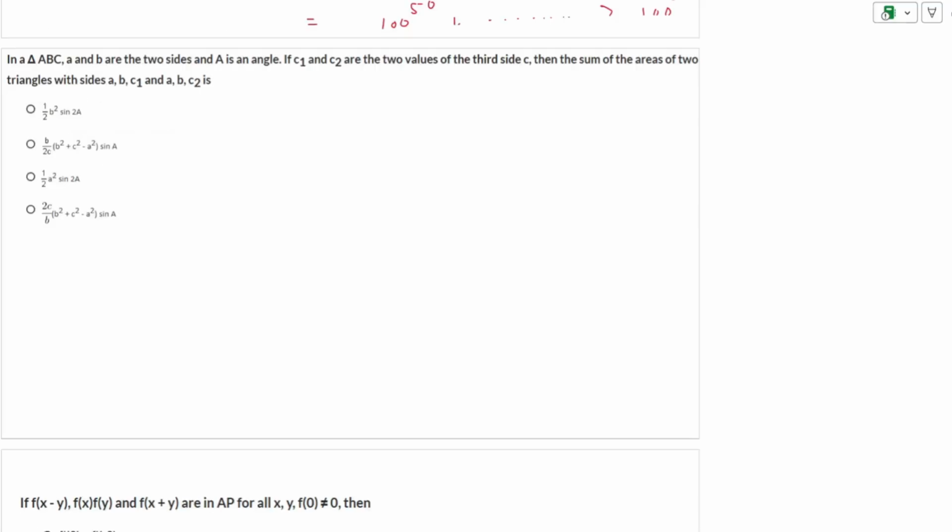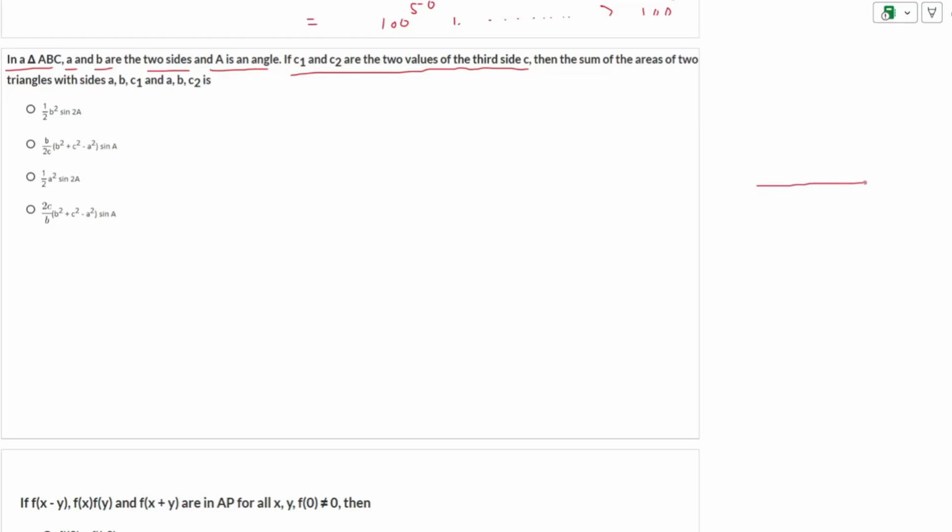Friends, we have a triangle question here. Given to you is a triangle, and a and b are two sides and A is an angle. C1 and C2 are two values of the third side c. So what is this? This is what we call an ambiguous case. Let me draw and show it to you. If you already know, then fine.